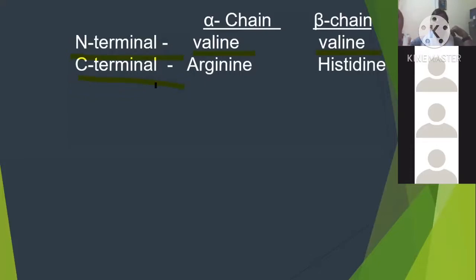And coming to the C-terminal end, the carboxy terminal of the polypeptide chain which has a free carboxyl group, the terminal one is not able to form a peptide bond with the next amino acid because there is no next amino acid, that is the last one, right? So COOH will be free there. That is called the C-terminal amino acid. Now, which is the C-terminal amino acid in the alpha chain? In the alpha chain, it is arginine, whereas in the beta chain, it is histidine. So the N-terminal in both alpha and beta is valine, whereas the C-terminal differs. In alpha, it is arginine, and in beta, it is histidine.